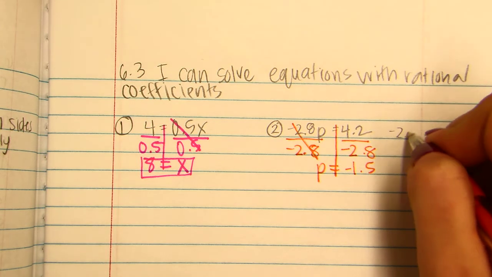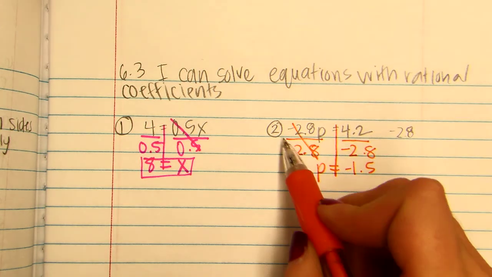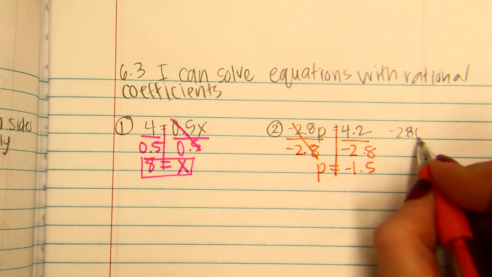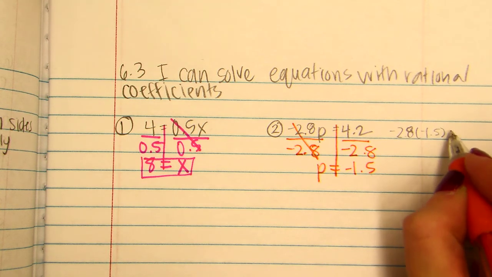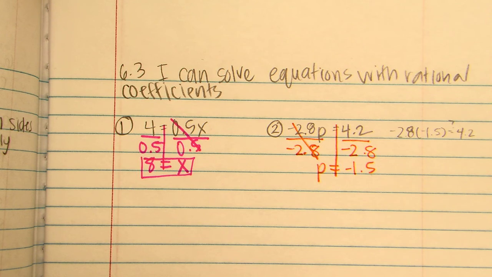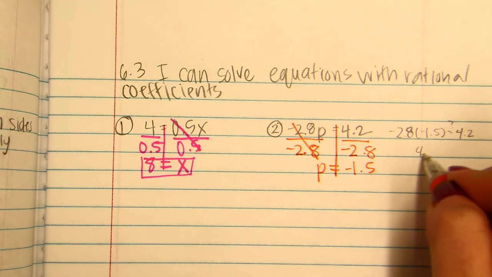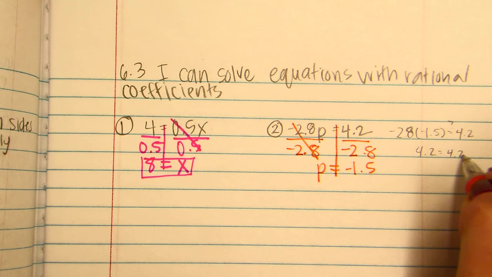And then to check my work, I would plug it back in. So I'm going to rewrite the equation, but instead of writing a p, I'm going to put negative 1.5 and see if that gives me 4.2. Negative 2.8 times negative 1.5 is positive 4.2. So I did that one correctly.